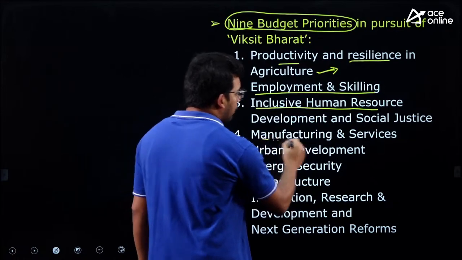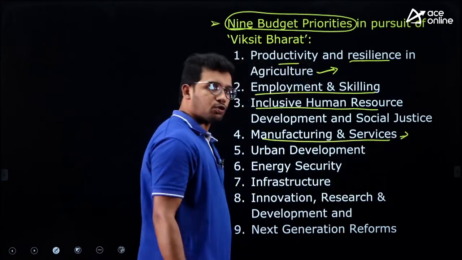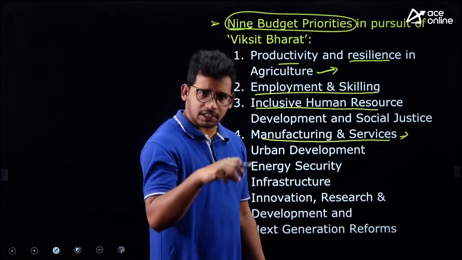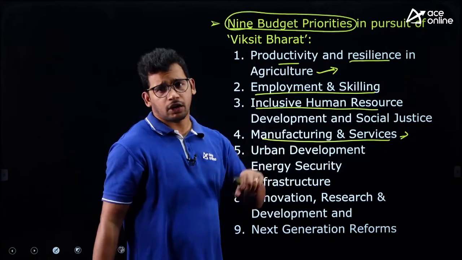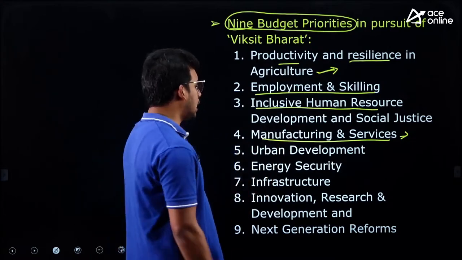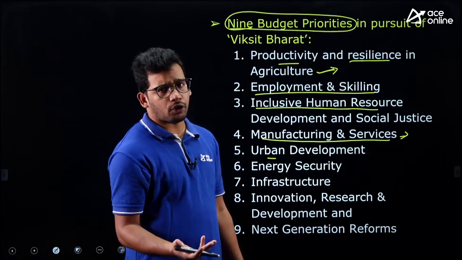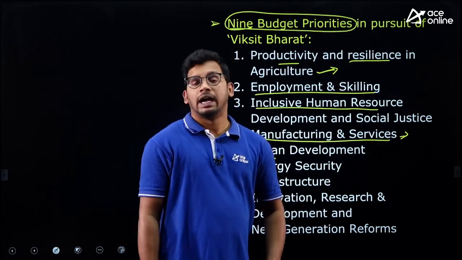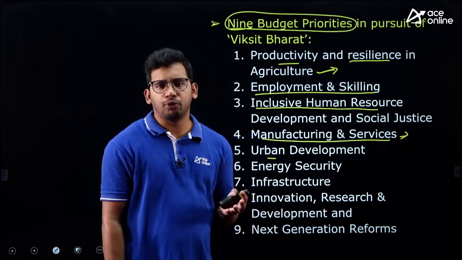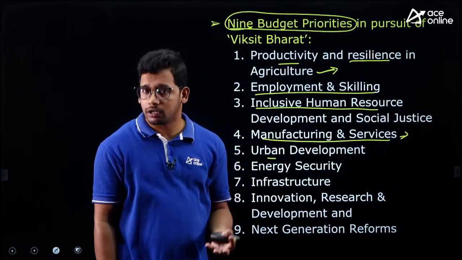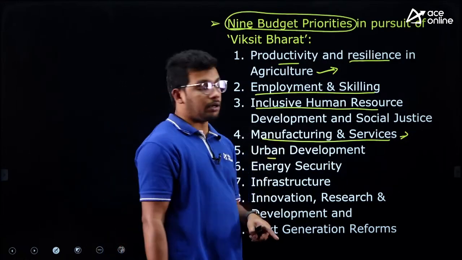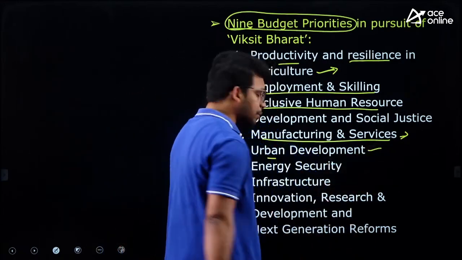Next one, manufacturing and service. So this is also a core part of the economy, manufacturing as well as service sector. Government is going to focus on this as a 4th priority. Then urban development. You all know, because of environment and a growing population, it is very challenging for people to stay in urban areas in a long-term manner. So to make it more sustainable, government has taken this as a 5th priority.